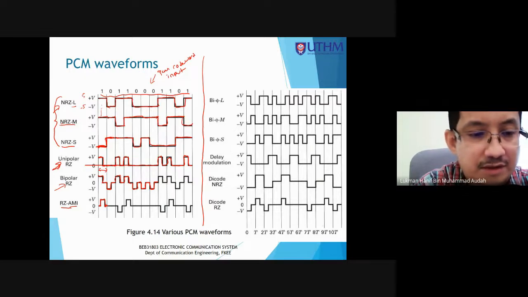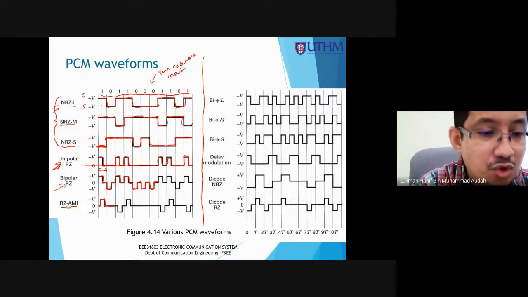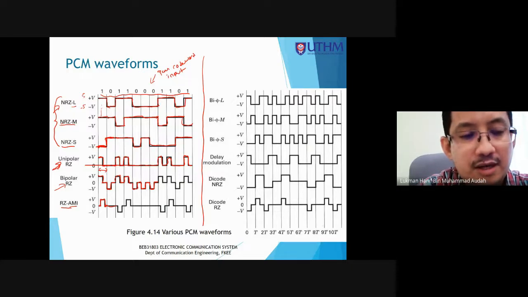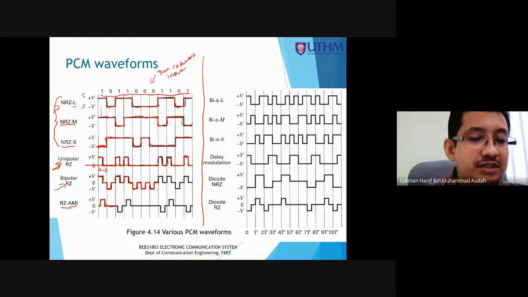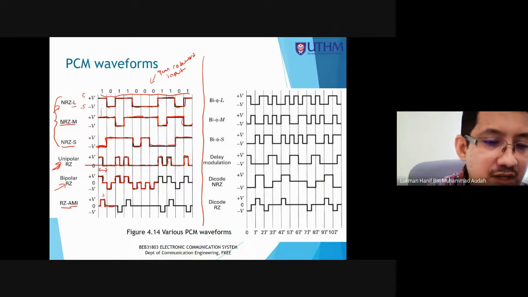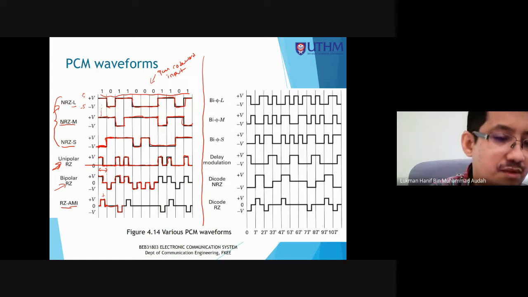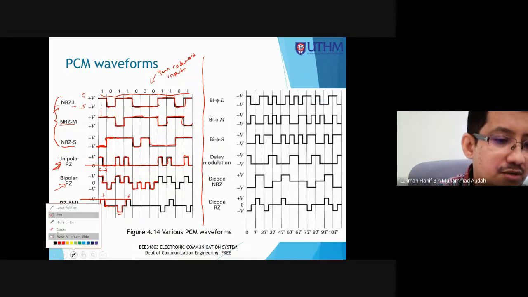Okay, and then input logic 0, no change. Okay, no change, stay at 0 volt. And then input logic 1, alternate. So if previously is positive, then this time would be negative output voltage and then return to 0. Okay, and then another logic 1 input, it will alternate from the previous. So previous is minus, so now the output polarity would be positive. Okay, akan jadi positive.